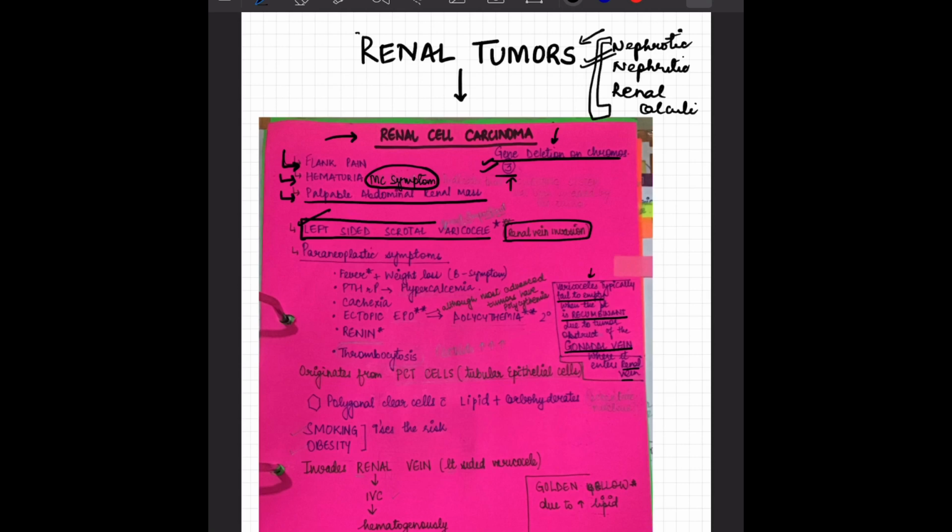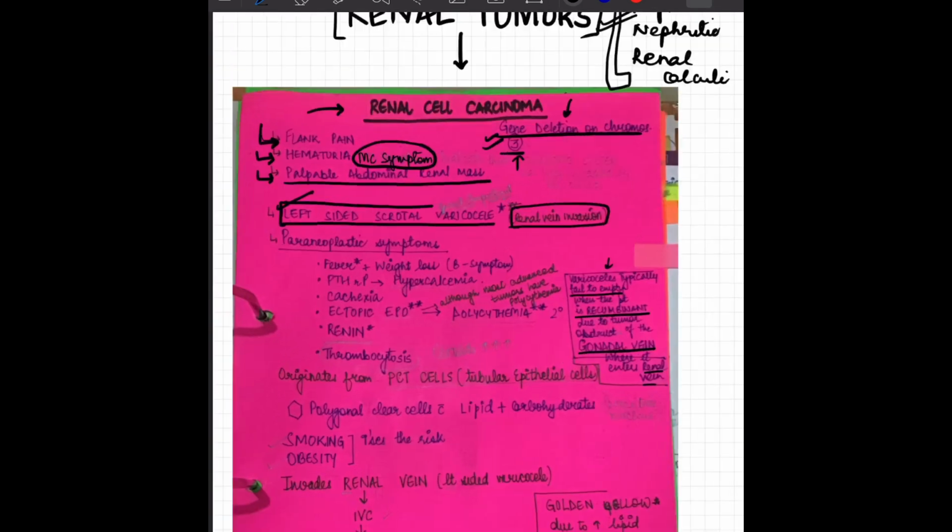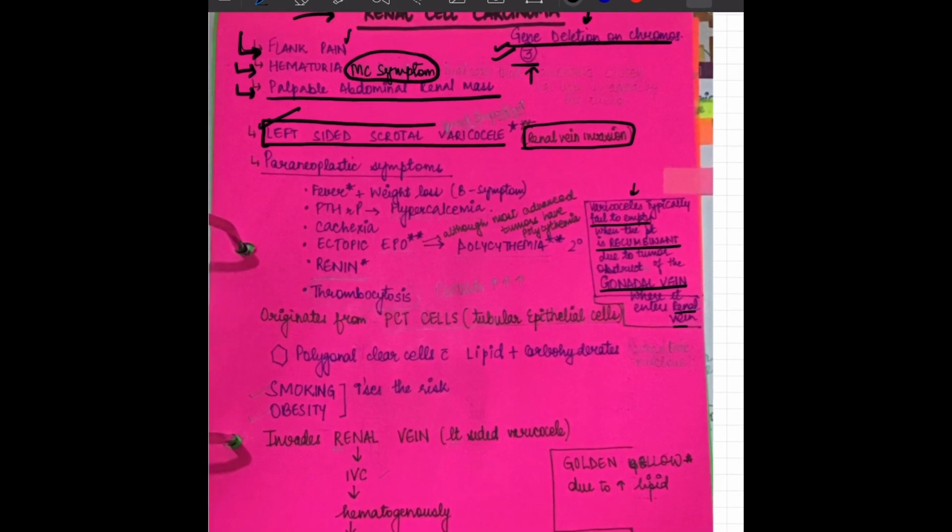So in this video we're gonna talk about renal tumors. Now let's talk about renal cell carcinoma. Renal cell carcinoma presents with flank pain, hematuria, which is the most common presenting symptom, and a palpable abdominal renal mass. What happens in renal cell carcinoma is that on chromosome number 3 there is a gene deletion. You have to remember that the gene deletion is on chromosome number 3.